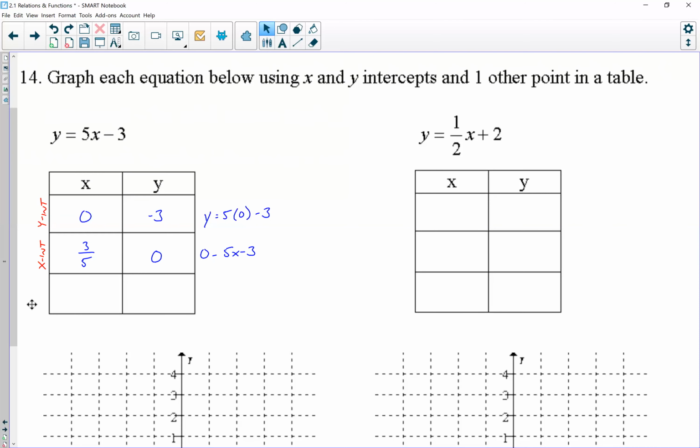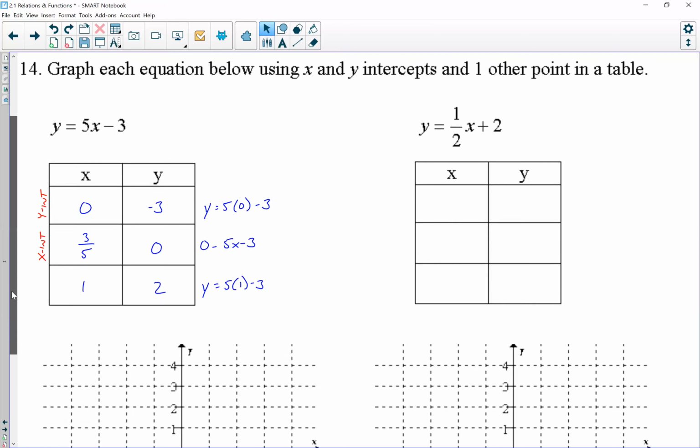And now for the third point, all we have to do is pick an x value and substitute that in to our original equation. We can pick any x value except for 0 and 3/5. Can't use either one of these that we already have. So if I just pick an easy one like 1 and I plug that in, 5 times 1 minus 3 gives me a +2.